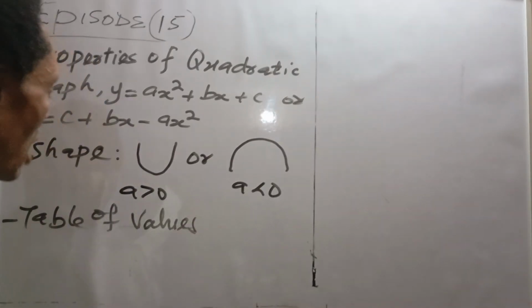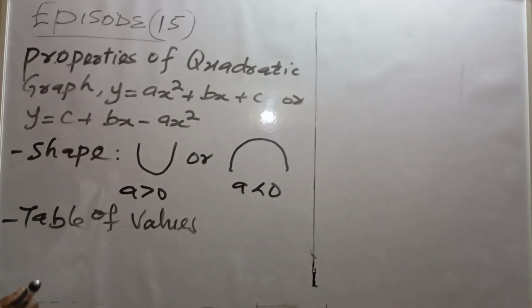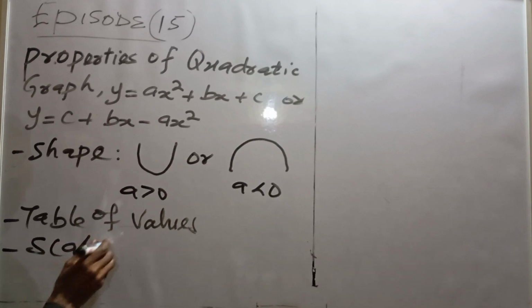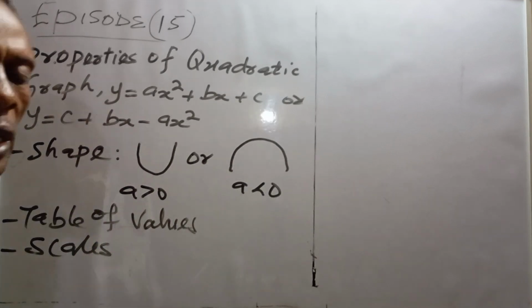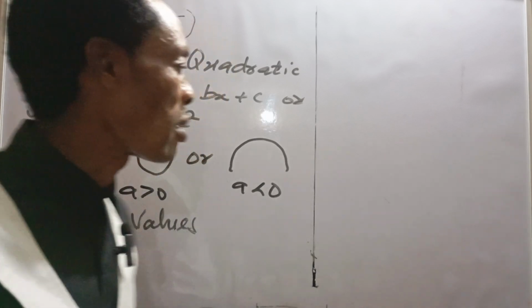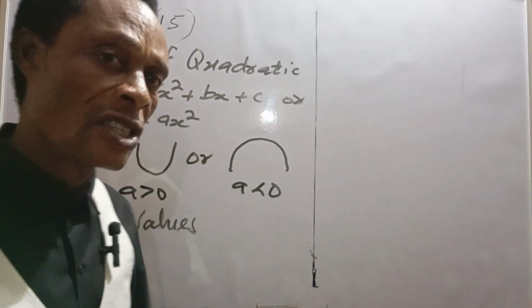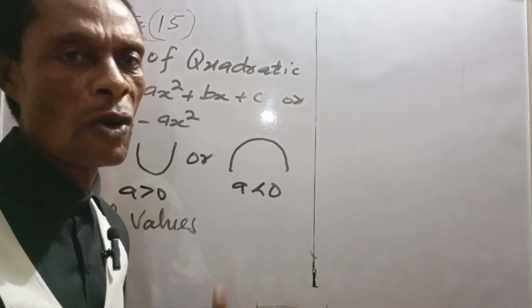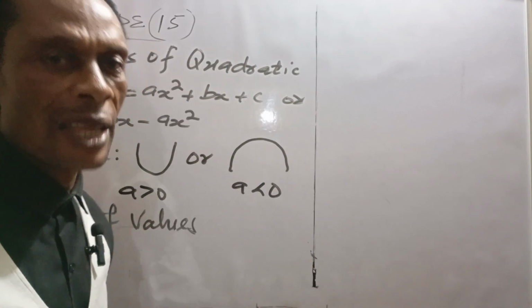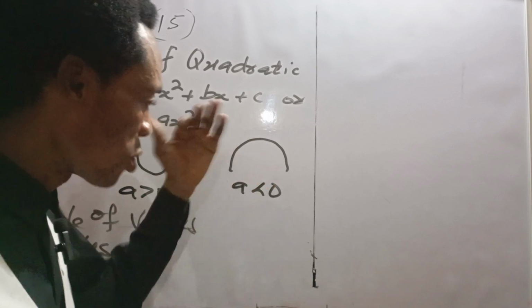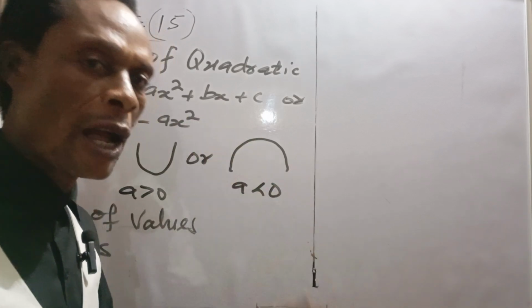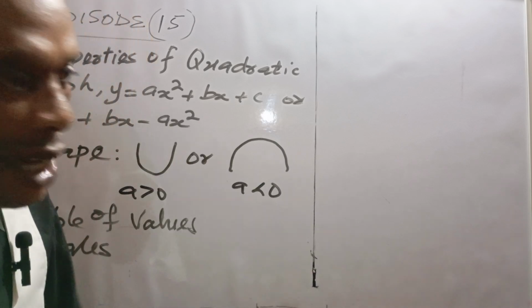So the next one that we shall consider is the scale. Scale is very, very important. When you are plotting a quadratic graph, you need a scale for the x axis and y axis. You need to know your scale and you need to state it clearly, so that the examiner or the marker will know the scale that you have adopted or used.